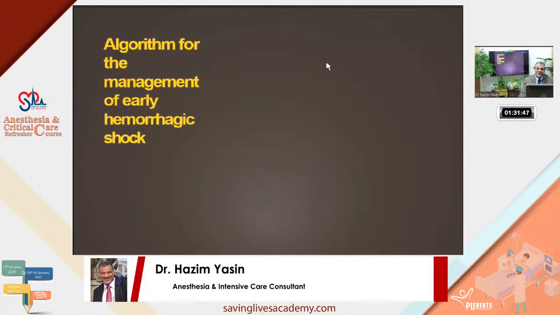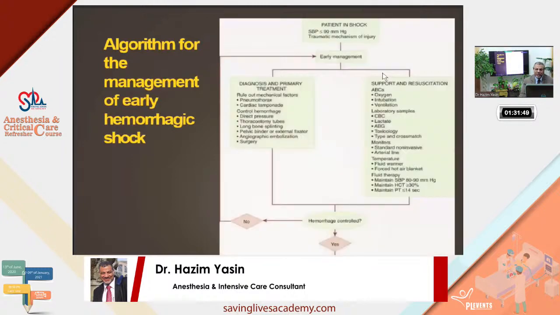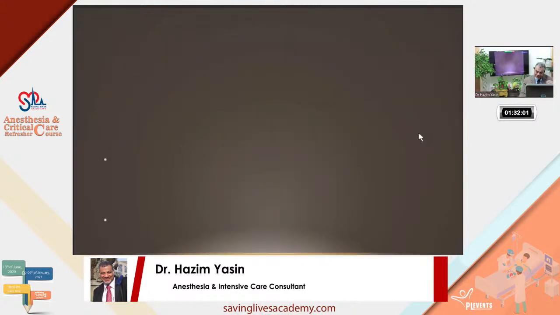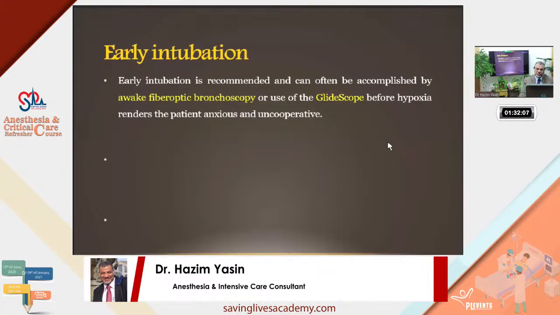What is the algorithm of management of early hemorrhagic shock? The early hemorrhagic shock should be managed by diagnosis and by the support ABC, oxygen, intubation, ventilation, and the blood O negative until the cross-matching. Early intubation is a great impact, and so it needs the anaesthetist to be on the trauma team.